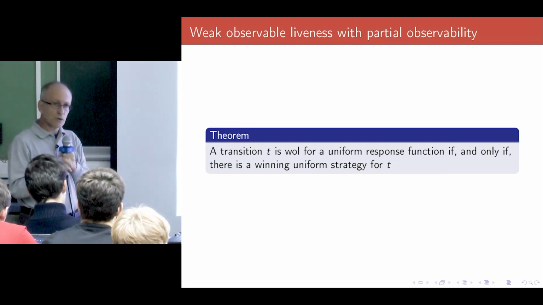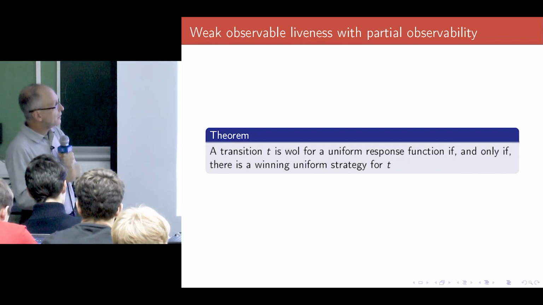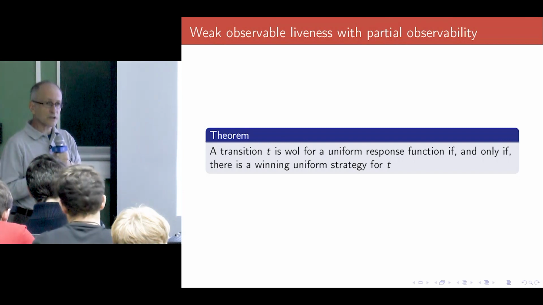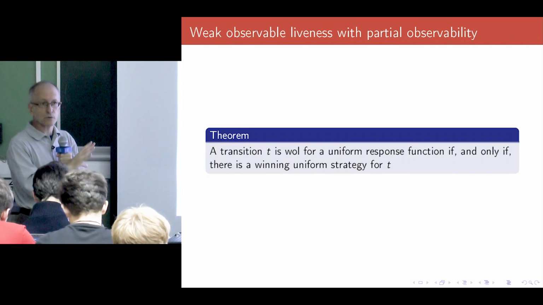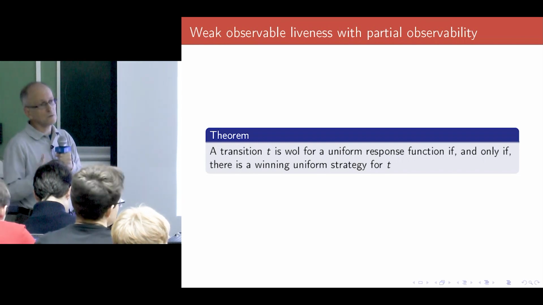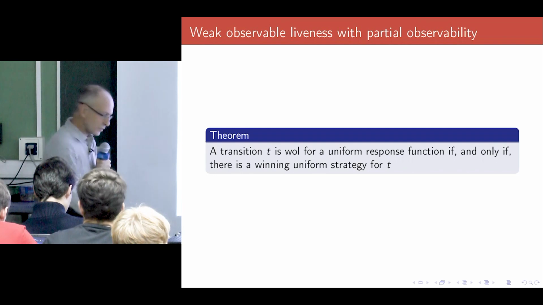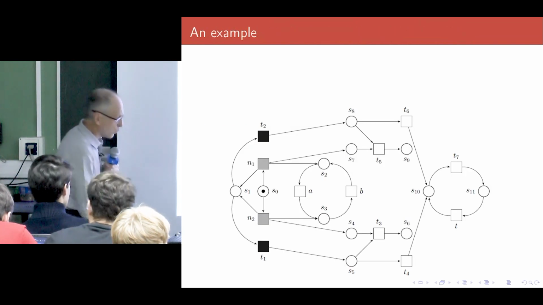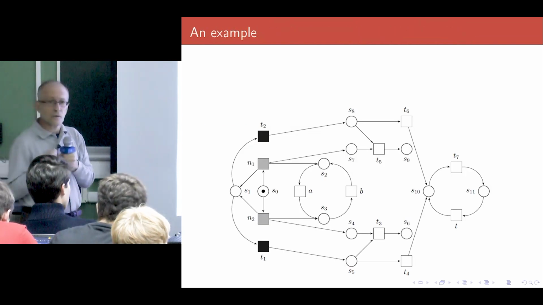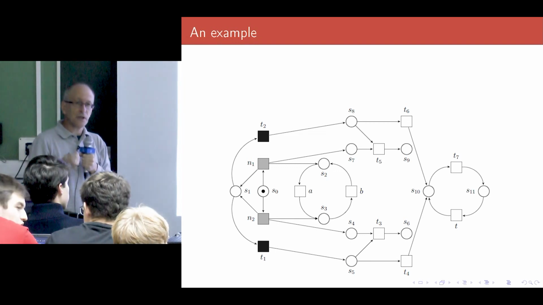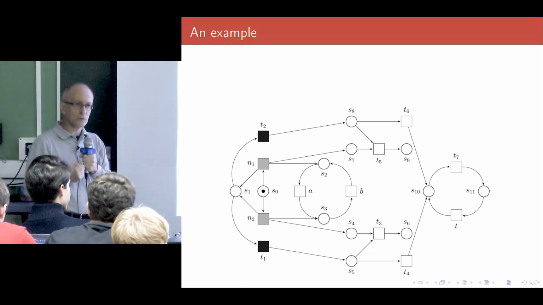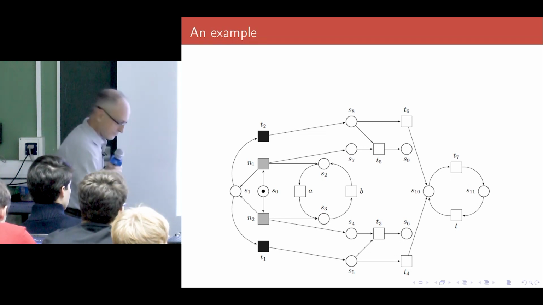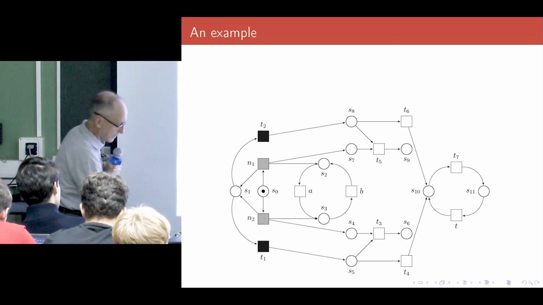There is a small drawback. This correspondence works only for a restricted family of response functions that we have called uniform, and this is not the most general. There are cases in which one can win, for instance, in this case, one can win by using a non-uniform response function, and in that case, we are not able to derive a corresponding strategy. But still, we have a correspondence in a wide class of cases.